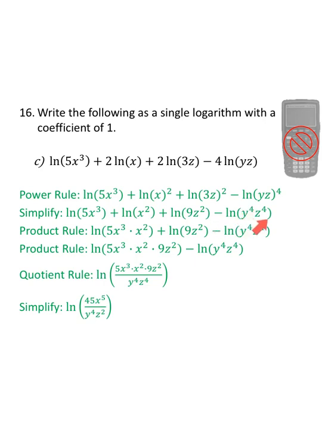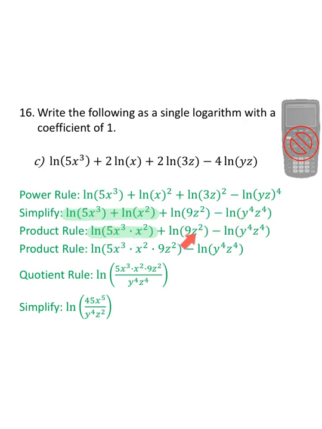Minus natural log of y to the 4th, z to the 4th. Here we go, staying on task here. Now when I simplify, I'm going to take 2 at a time. I'll take these 2 first. And when I combine these 2, I get the natural log of 5x cubed times x squared. Because if I'm adding logarithms, I'll multiply in their argument.